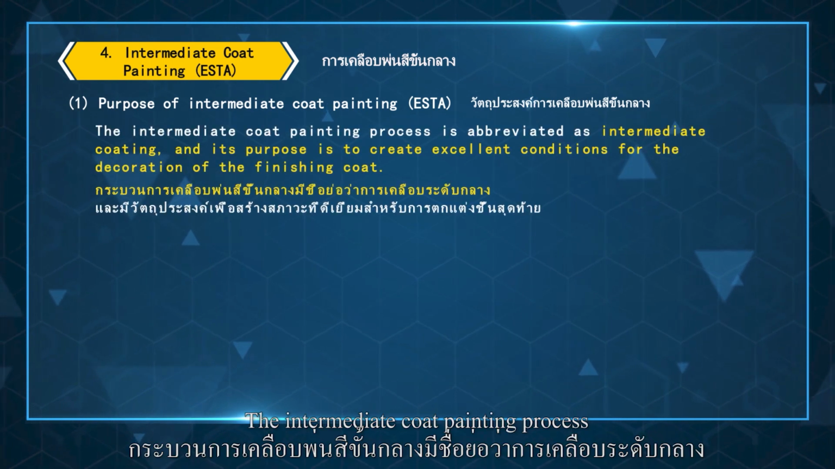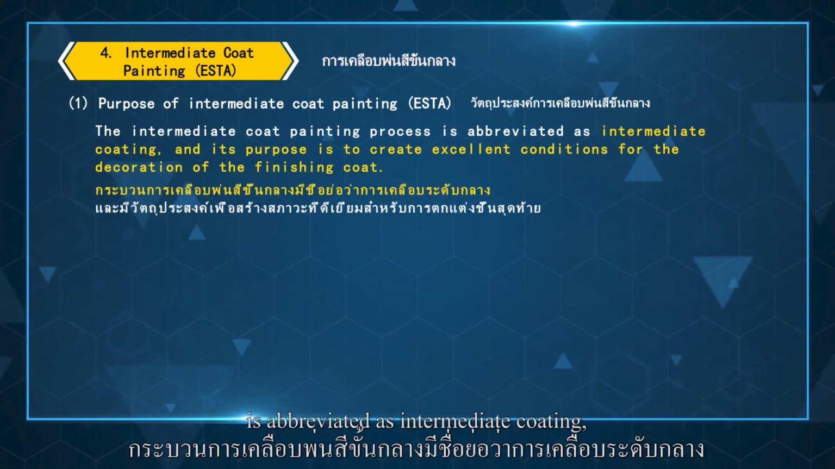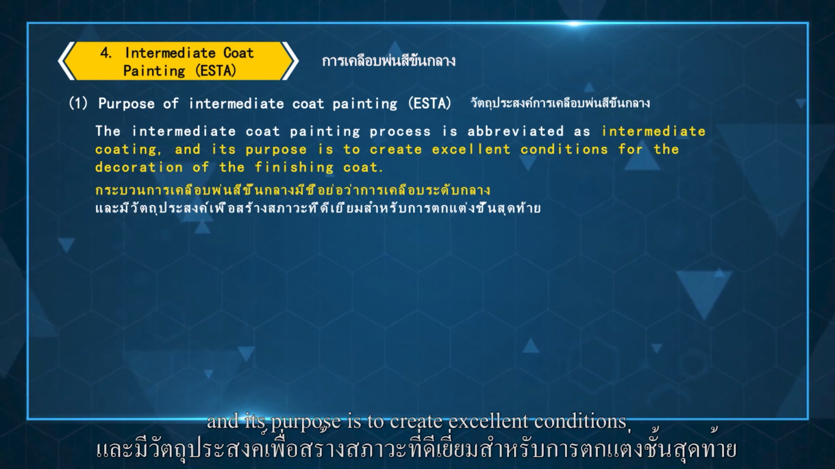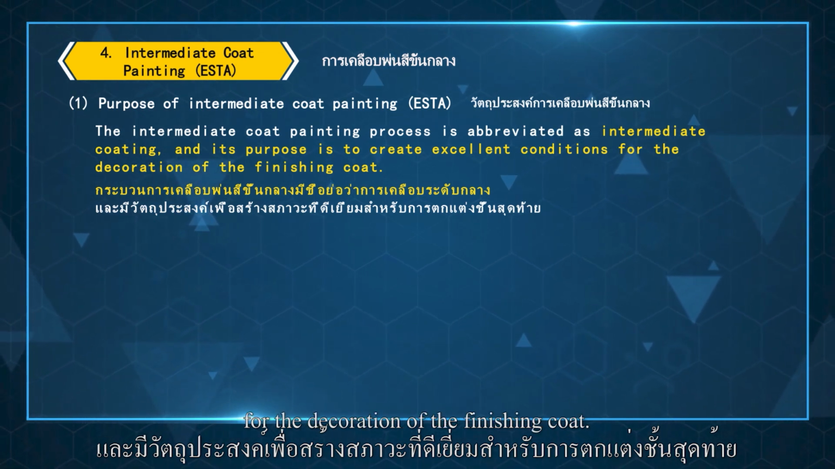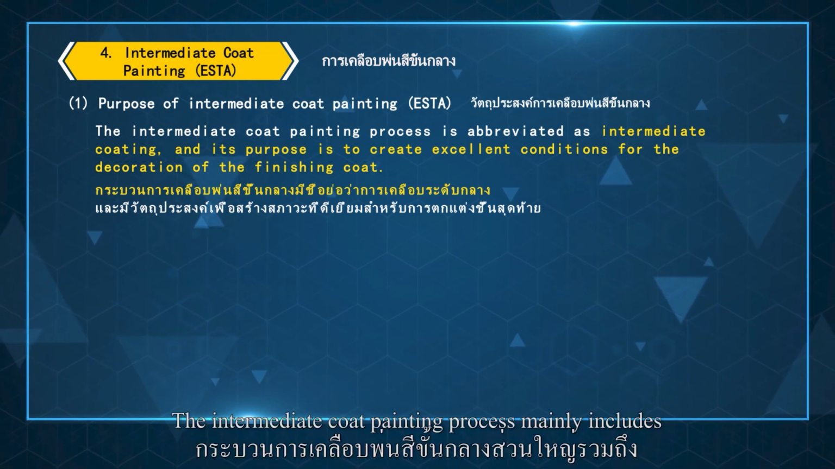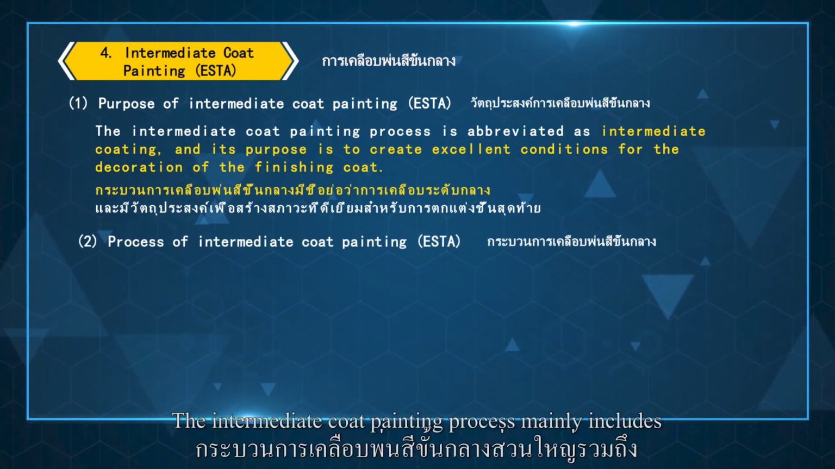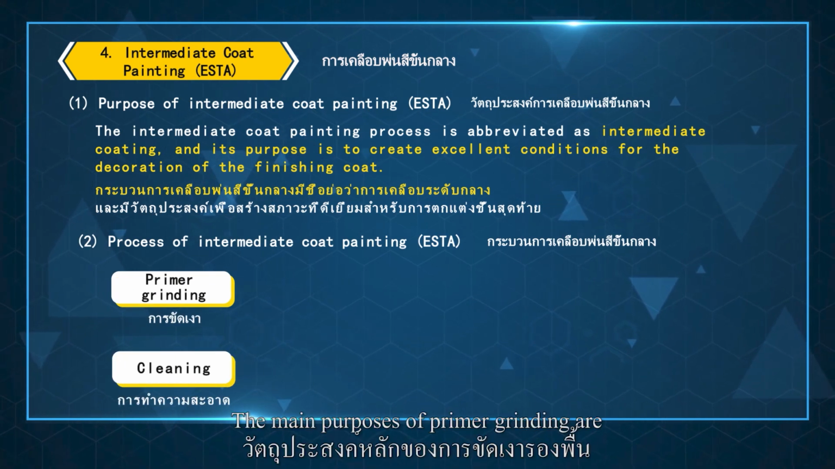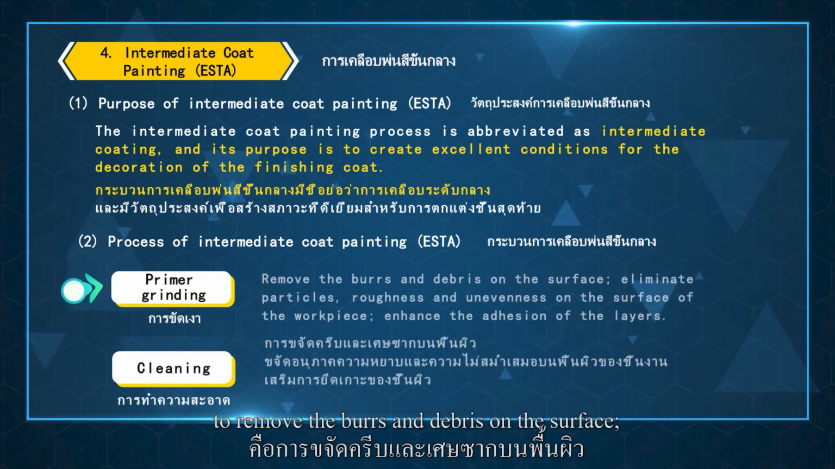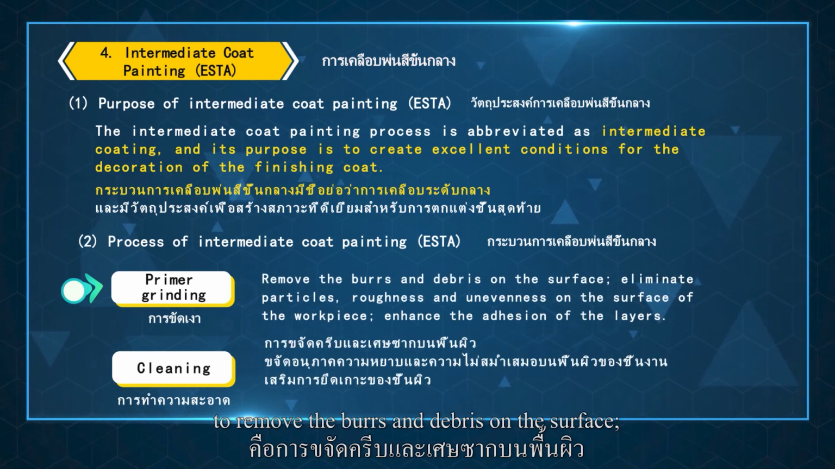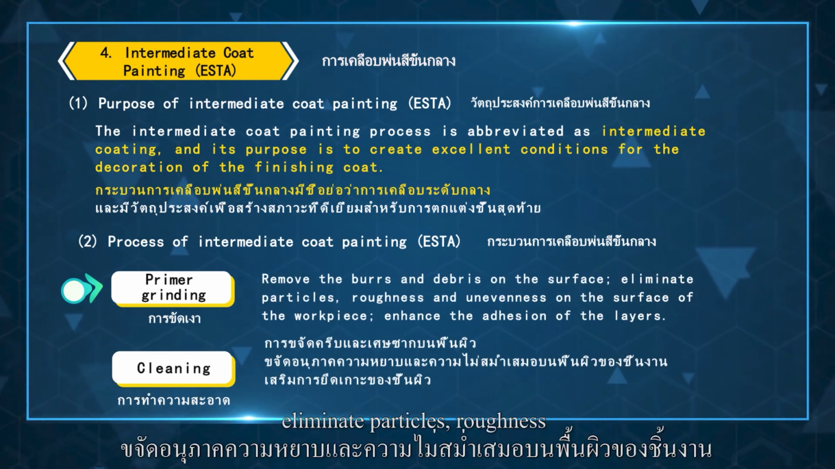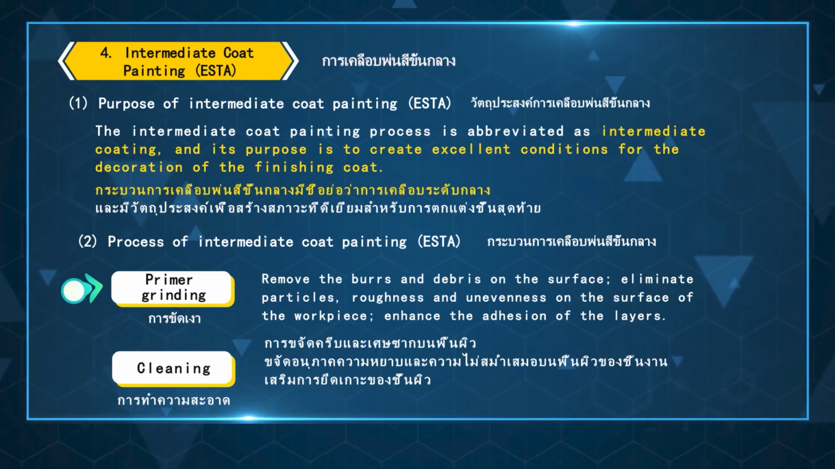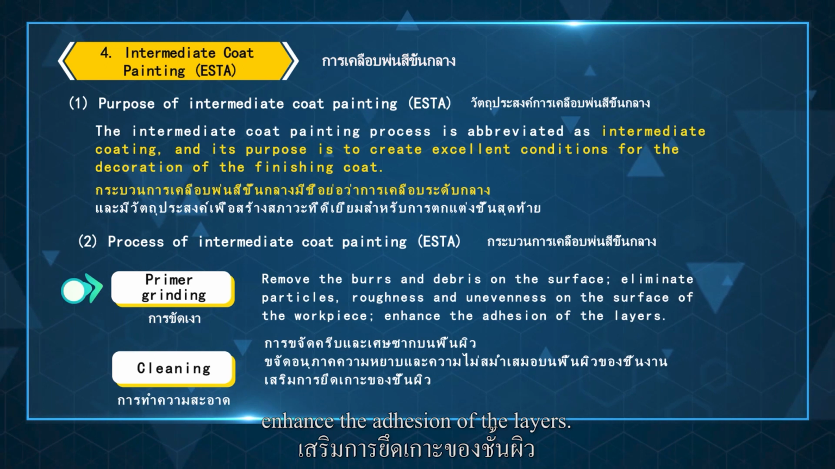The intermediate coat painting process, abbreviated as intermediate coating, has the purpose of creating excellent conditions for the decorations of the finishing coat. The intermediate coat painting process mainly includes primer grinding and cleaning. The main purposes of primer grinding are to remove the burrs and debris on the surface, eliminate particles, roughness, and unevenness on the surface of the workpiece, and enhance the adhesion of the layers.